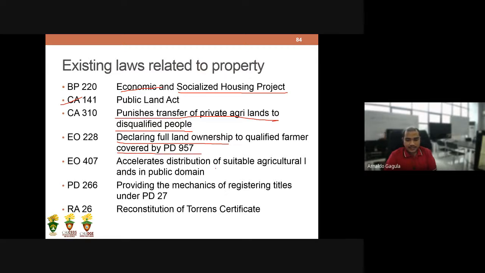EO407 accelerates distribution of suitable agricultural lands in the public domain. And PD226 provides the mechanics of registering titles under PD227. And RA26, reconstitution of the Torrens title.